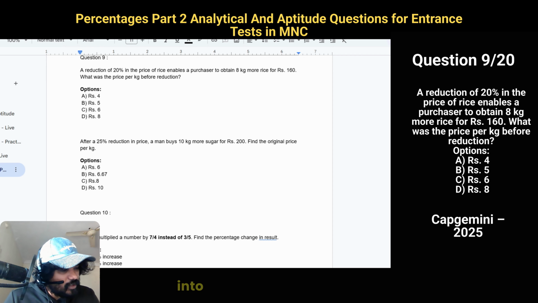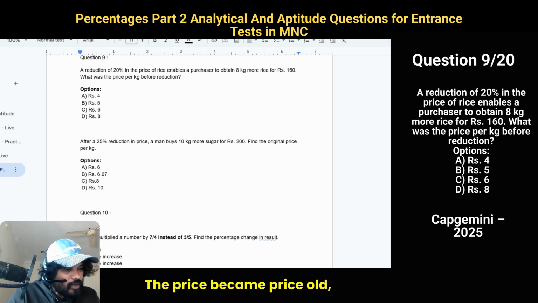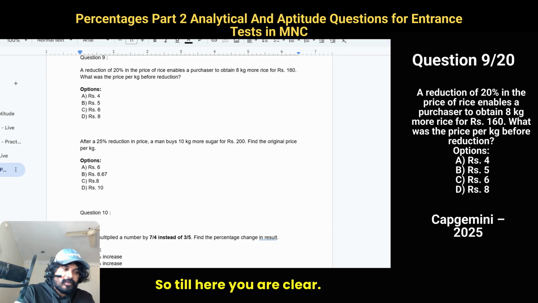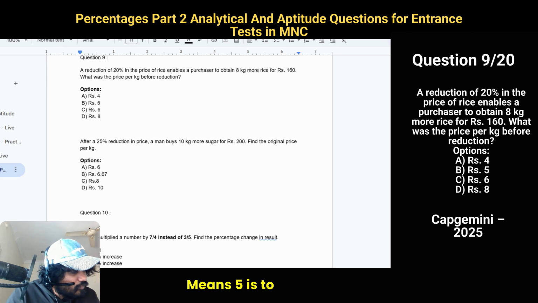If you know price into consumption equals expenditure, this is the first method of doing it. Say the price is 100 rupees. The price became 80, a 20% decrease. Sorry, my bad. So the consumption will become 100 to 80 inverted. So till here, you're clear. 100 is to 80 means 5 is to 4.